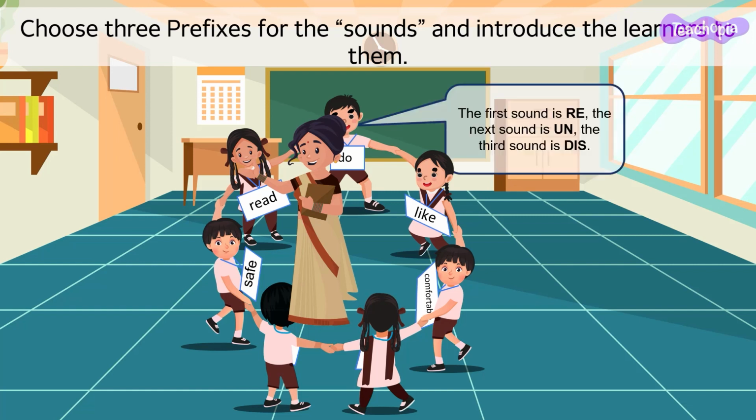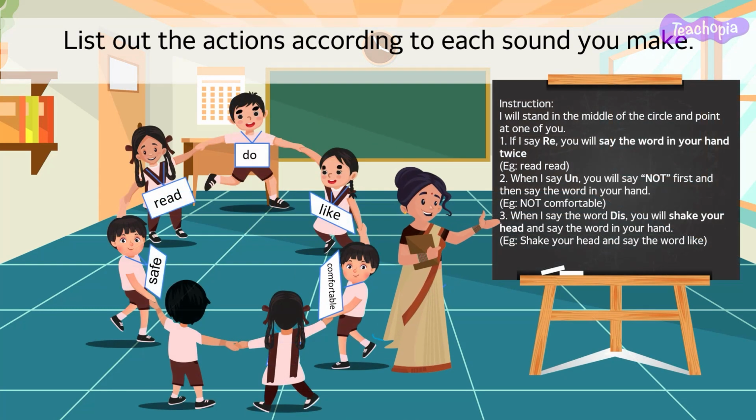The first sound is re. The next sound is un. The third sound is dis. List out and explain the actions they are to perform during the activity according to each sound you make.